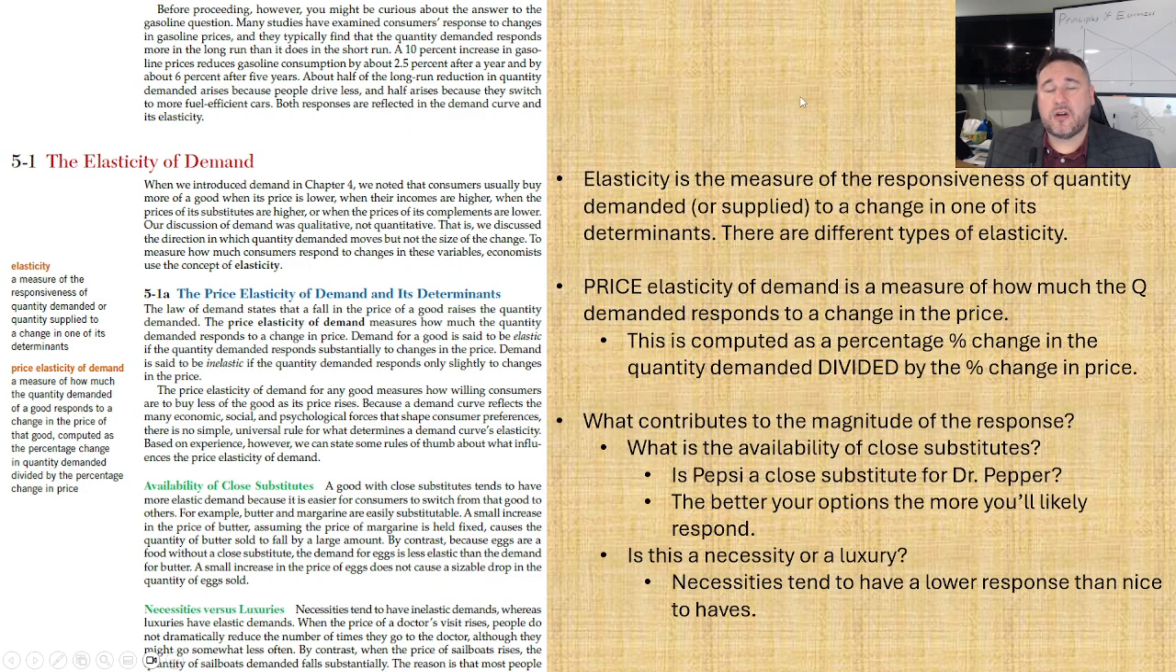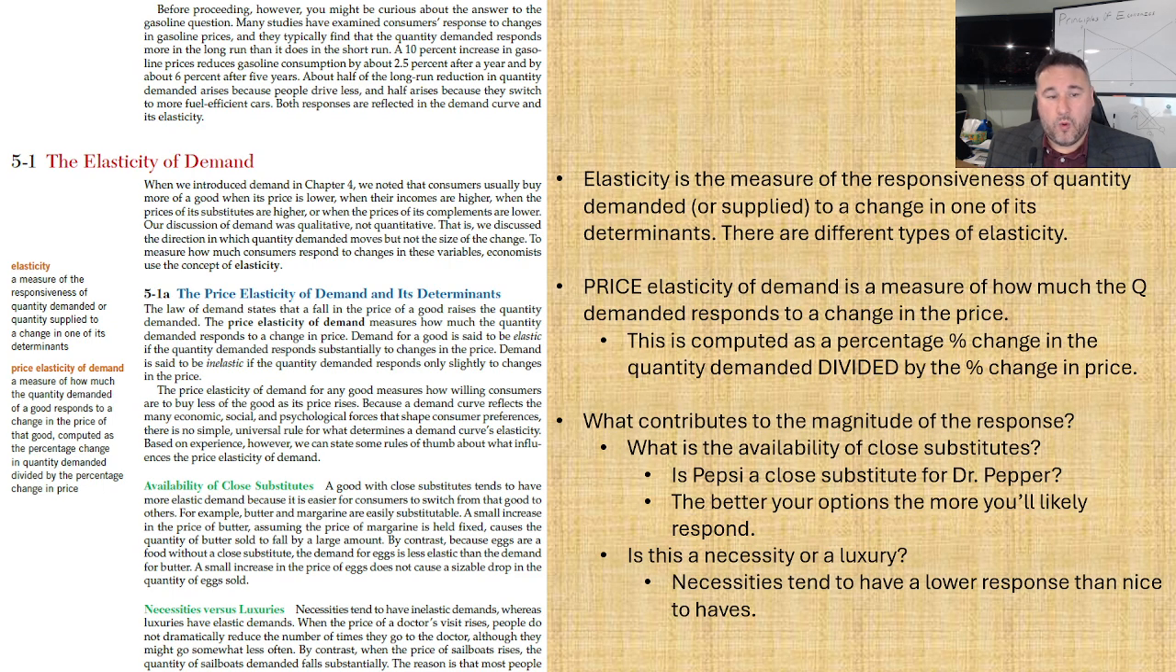So that is the measure of the responsiveness of quantity demanded or supplied to a change in one of its determinants. There are different types of elasticity. First, we're going to talk about price elasticity of demand, which is the measure of how much the quantity demanded responds to a change in the price. We compute this using the percentage change in the quantity demanded divided by the percentage change in price.